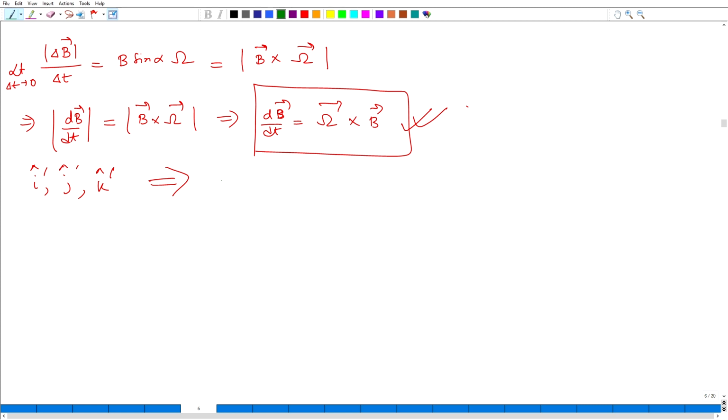So d i cap prime dt will be equal to omega cross i cap prime, d j cap prime dt will be equal to omega cross j cap prime, and d k cap prime dt will also be equal to omega cross k cap prime.